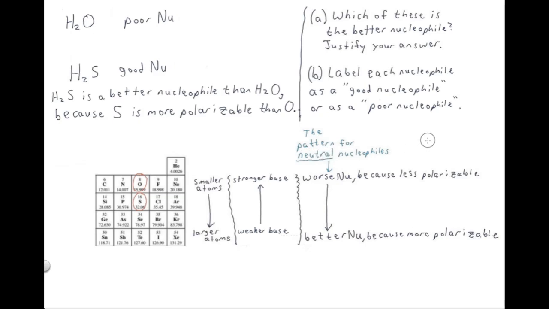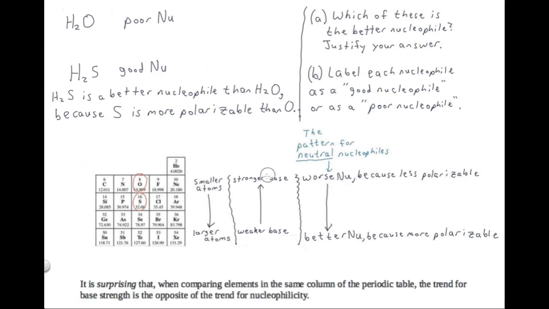Next comment, did you notice that the pattern for base strength seems like the opposite of the pattern for nucleophile strength? Base strength increases when you move up a column, whereas nucleophile ability for neutral nucleophiles increases when you move down a column. These have opposite trends. Is it expected or surprising that the base trend is the opposite of the nucleophile trend? You might want to think about that. Well, I would say it's surprising.